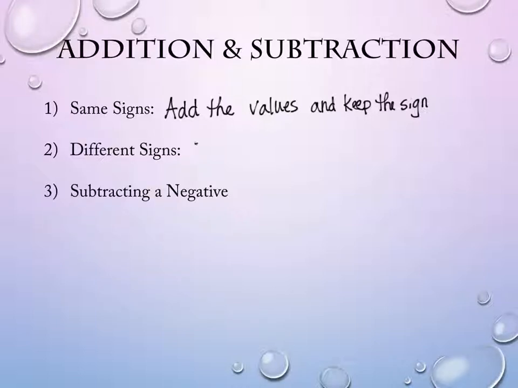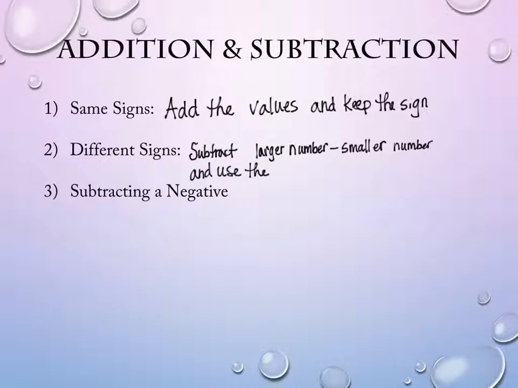What happens if they're different signs? Well, if it's different signs, we will subtract, and this is going to sound funny, but we're going to subtract the larger number, ignoring the signs. We're ignoring the signs. We're going to subtract the larger number minus the smaller number, and use the sign of the larger.